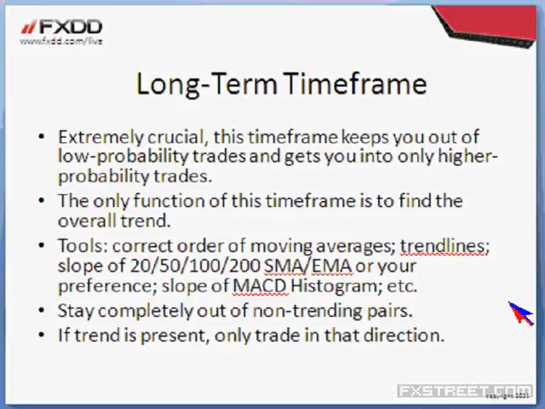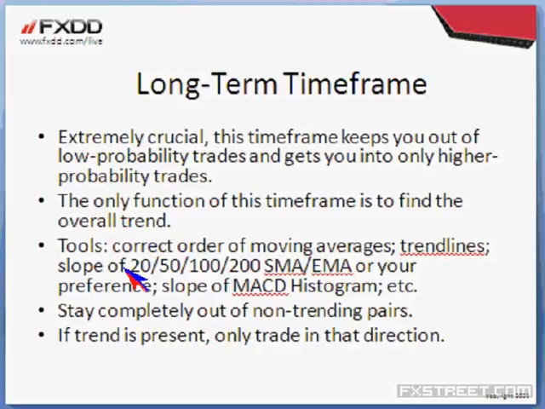Now, what do you do with the long term? This is very, very important. This time frame keeps you out of low probability trades and gets you only into higher probability trades. How does it do it? The only function of this time frame is to find the overall trend. And how do you find the overall trend? First of all, if there's no trend, you're going to completely stay away from that particular currency pair, and you're going to move on to the next. Okay, it's very easy to do this. You just glance at the chart, glance at the long term. If there's nothing there that tells you that there's a trend, then you're not in that particular trade. Okay.